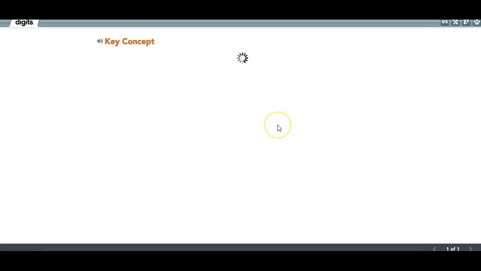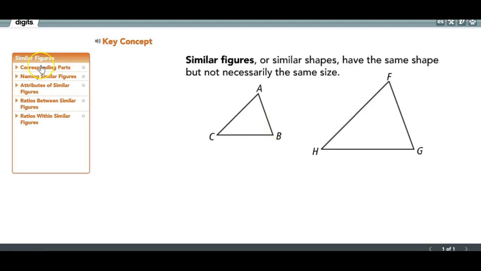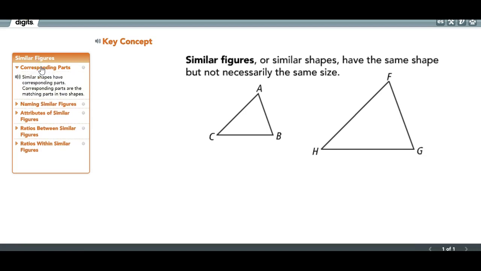Look at the key concept. So the key concept here is corresponding parts. Similar shapes have corresponding parts. Corresponding parts are the matching parts in the two shapes. So again, they're matching parts, so that's either going to be your vertices or your side lengths.